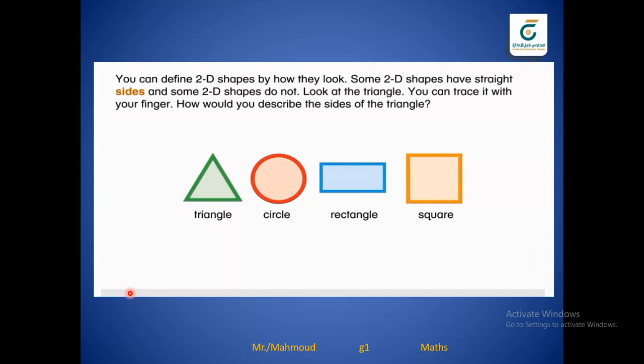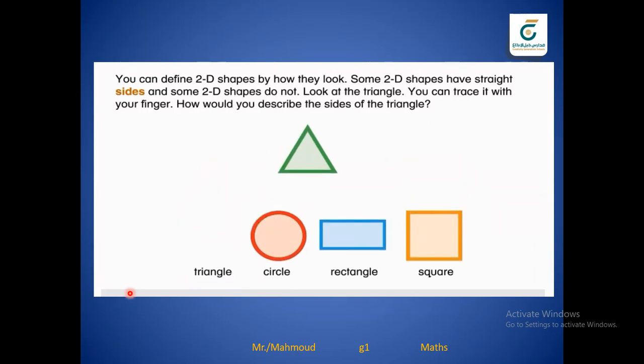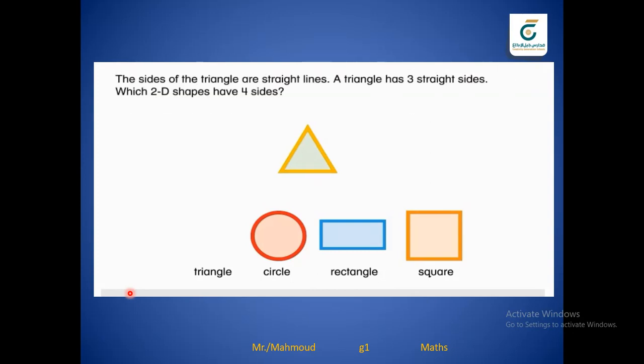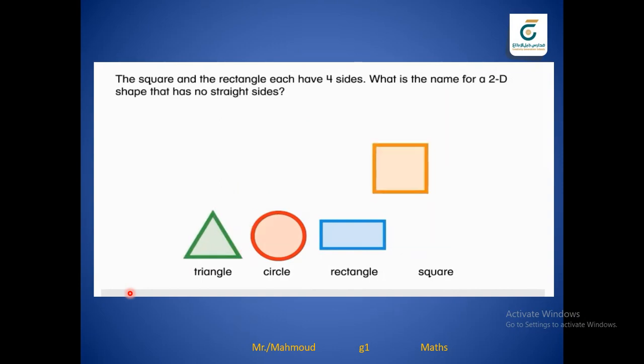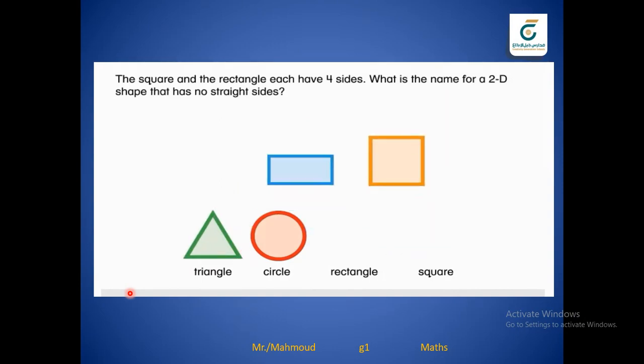You can define 2D shapes by how they look. Some 2D shapes have straight sides, and some 2D shapes do not. Look at the triangle. You can trace it with your finger. How would you describe the sides of the triangle? The sides of the triangle are straight lines. A triangle has 3 straight sides. Which 2D shapes have 4 sides? The square and the rectangle each have 4 sides.